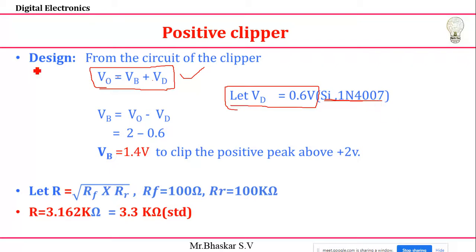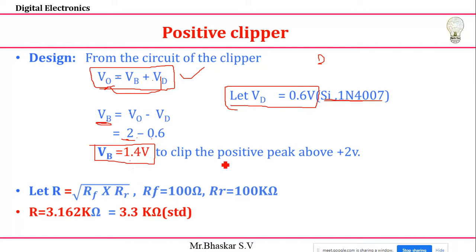Then you substitute and you can simplify. My main intention is the bias voltage. VB is equal to, you just move this to the left-hand side, V naught minus VD. V naught means what? I want to get an output of only 2 volts. That I'm going to substitute directly here. It is 2 volts minus the diode voltage 0.6. Then easily I can find my bias voltage: 2 minus 0.6 is equal to 1.4 volts.